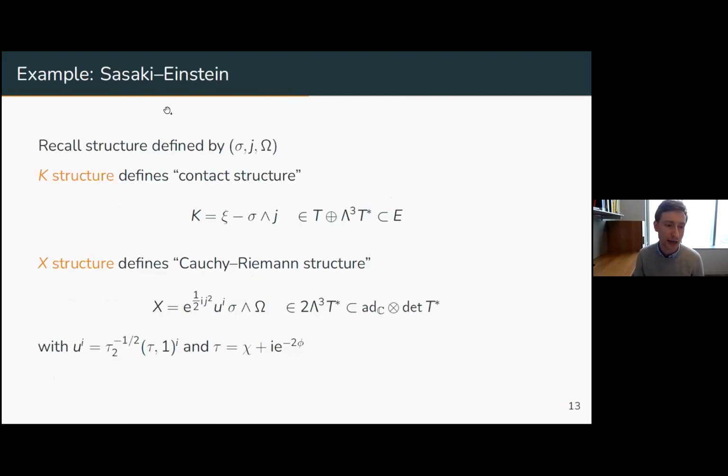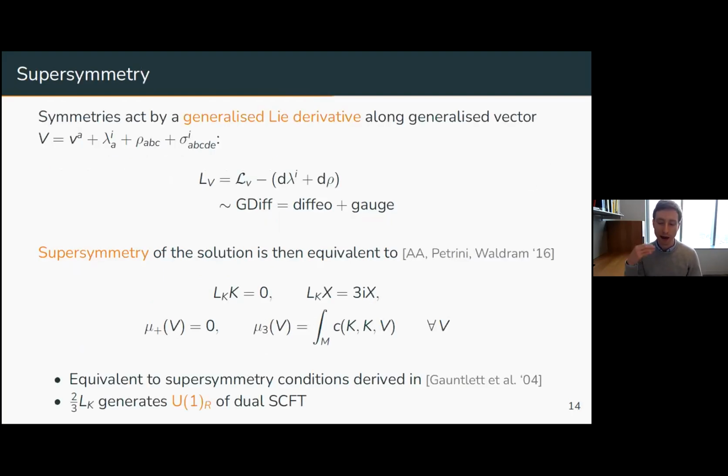So in the simplest case of Sasaki-Einstein, the structure was defined by these tensors sigma, j, and omega. You can very explicitly write down what these K and X structures are. In particular, K characterizes the contact structure of the geometry. So it's written in terms of this vector and this 3-form here in this way. And the X structure defines something called a Cauchy-Riemann structure, which is again a doublet of 3-forms constructed from the tensors on the underlying Sasaki-Einstein. And this also contains information about things like the complex axiodilaton. So up to now, I've just told you about the algebraic conditions that these backgrounds generically satisfy if they're going to be supersymmetric.